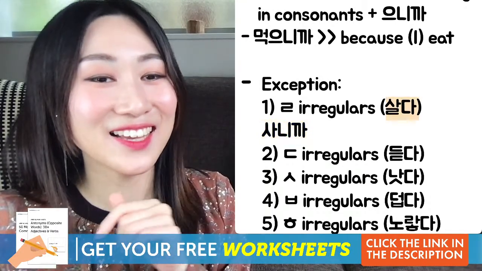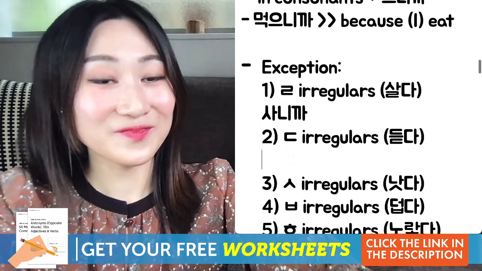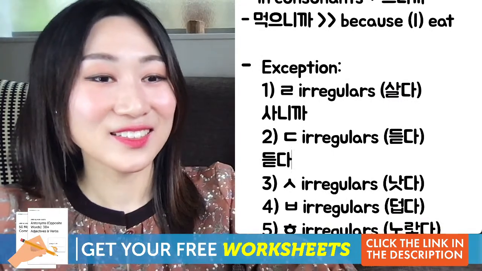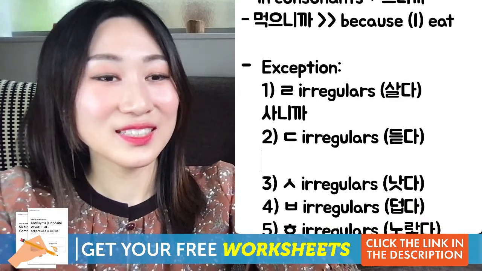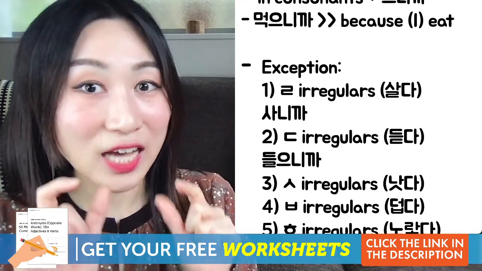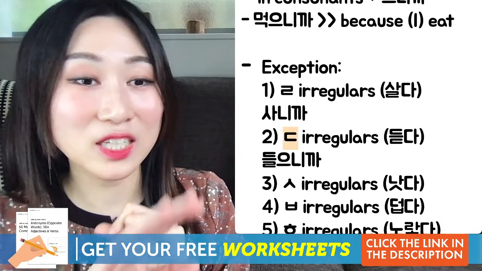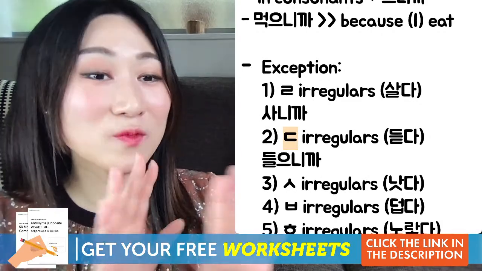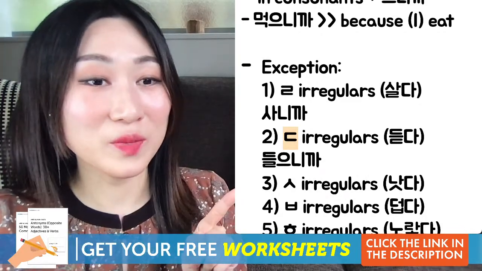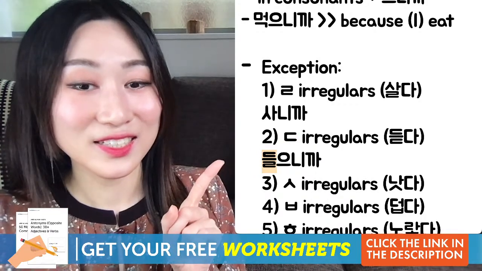Like this, 살다. And how about the ㄷ irregular that we learned? For example, 듣다. It's not 듣으니까. It becomes 들으니까. Not all verbs or adjectives that have ㄷ in the stem are irregulars. Some verbs are irregular, some are regular. So check out my previous lesson. But it becomes 들으니까. ㄷ becomes ㄹ.